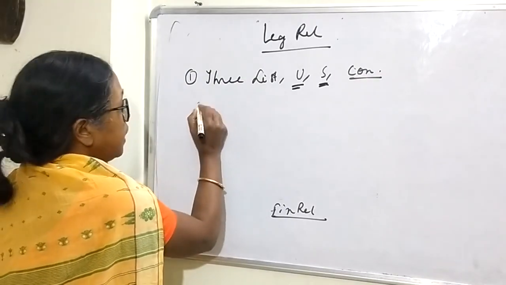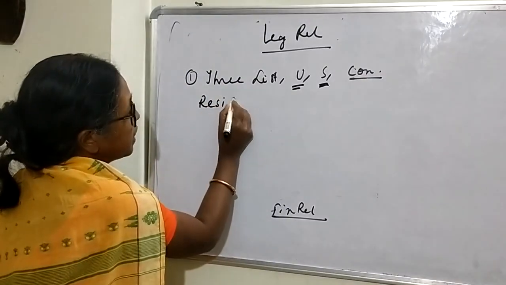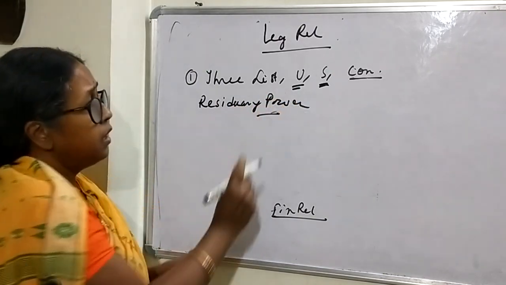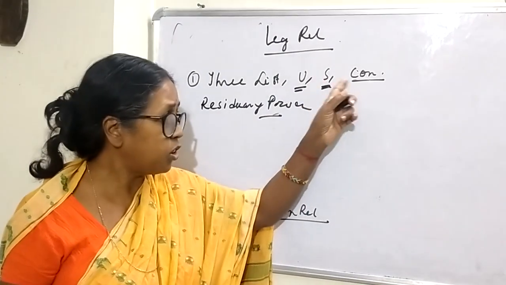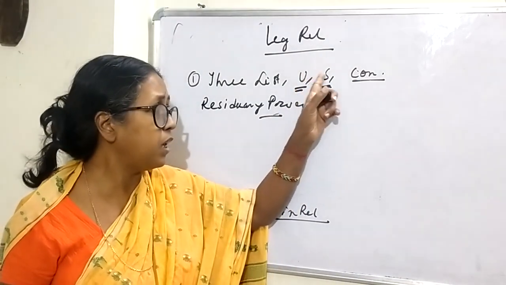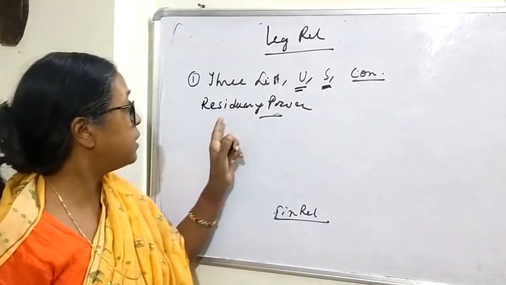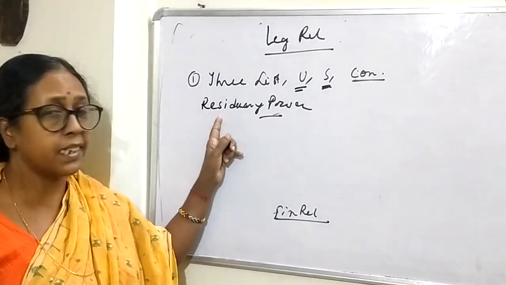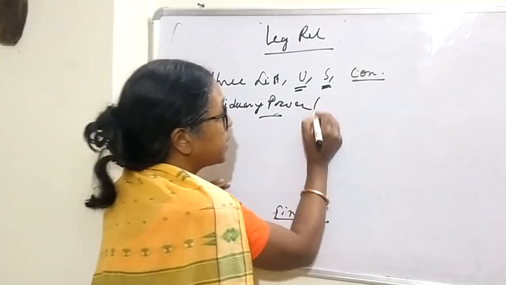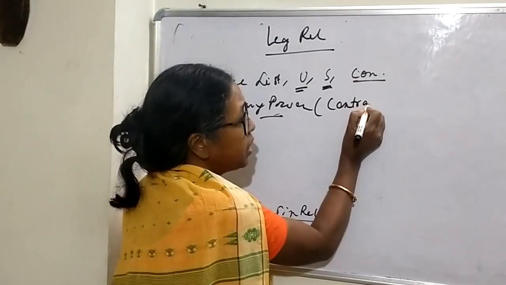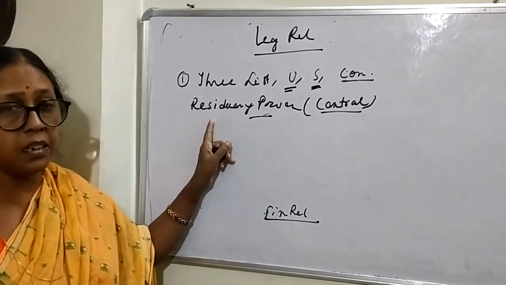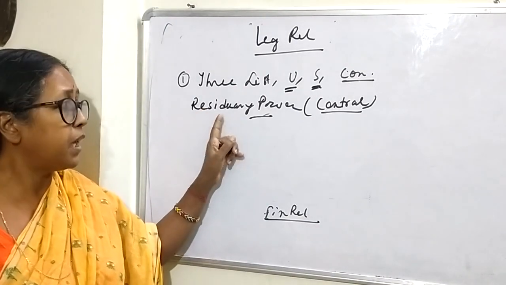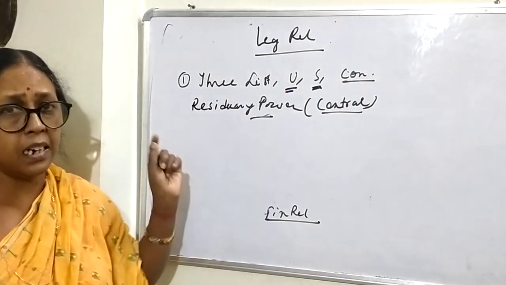Then there are some residuary powers. Those subjects which are not mentioned in these three lists, that means the union list, state list and concurrent list, are known as residuary powers. That means অবশিষ্ট ক্ষমতা, residuary power. In India, the residuary powers are enjoyed by the central government. You remember, in India, the residuary powers are enjoyed by the central government, for those subjects which are not included in these three lists.